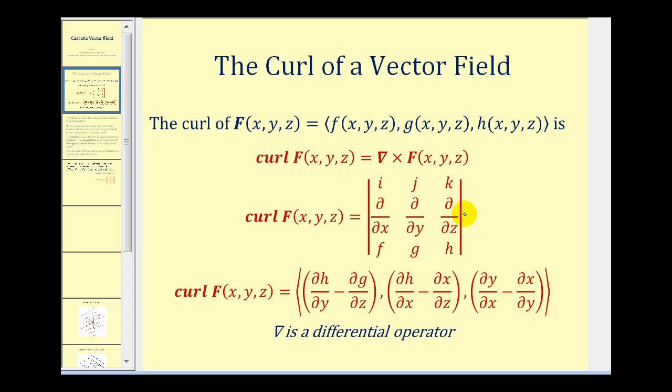And if we evaluate this 3x3 determinant, we end up with a vector field with x, y, and z components, as we see here. In our example, we'll take a look at how evaluating this determinant gives us this vector field. But let's first talk about what the curl of a vector field means.